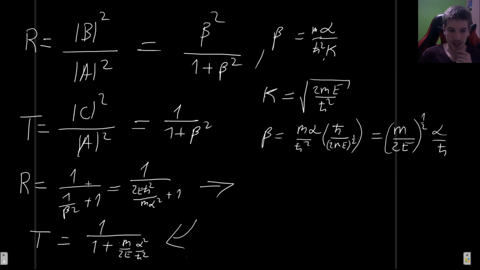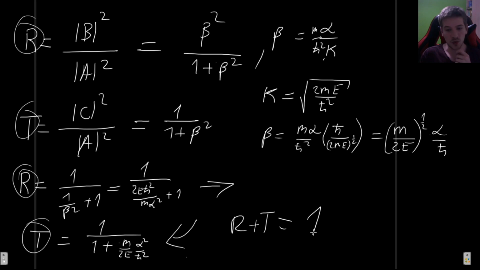And you can actually check, by the way, either with these two forms or with these two, but the first ones are obviously easier, that R plus T have to be 1. The particle has to either transmit or reflect. It can't just disappear, right?